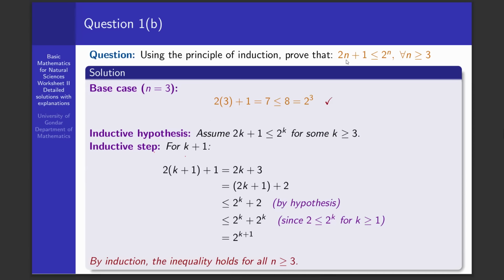The statement that 2n plus 1 is less than or equal to 2^n holds true for every n greater than or equal to 3, because we assumed the statement is true for an arbitrary k, so that we are able to show that it holds true for the next natural number, k plus 1. So that is the approach.